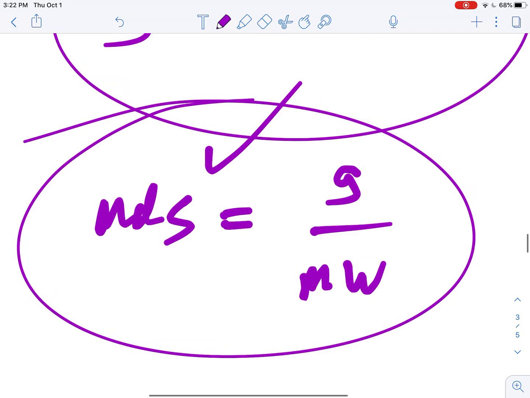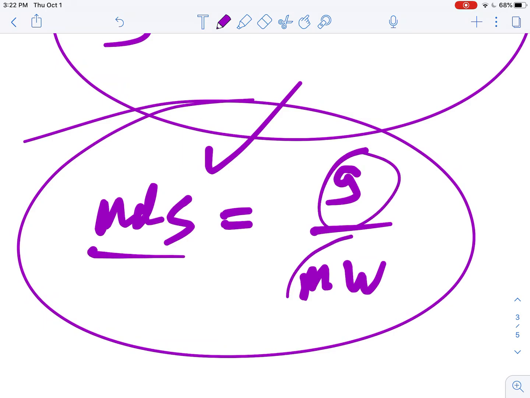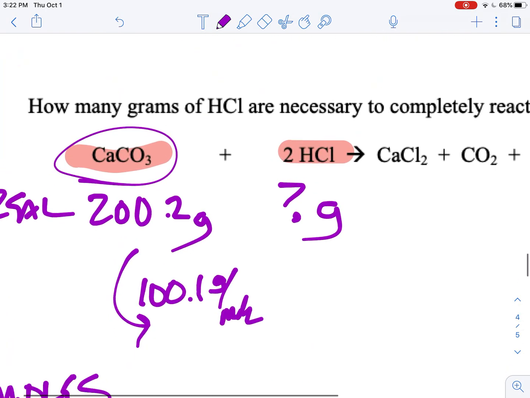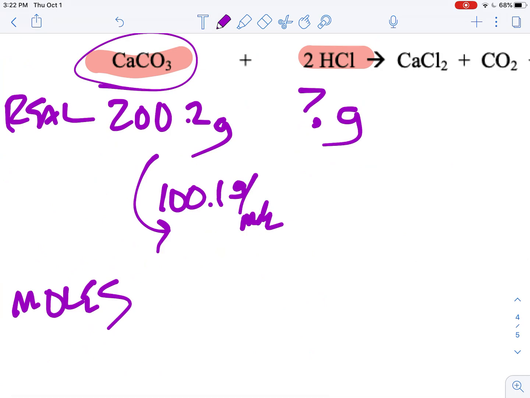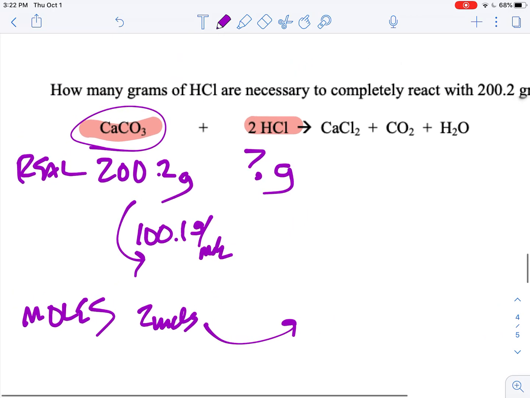So according to my equation, if I have grams and I need moles, I need to divide by the molar weight, the molar mass. So 200.2 divided by 100.1 is going to get me 2 moles. Okay, great. Now I'm going to come over here to the HCl side.